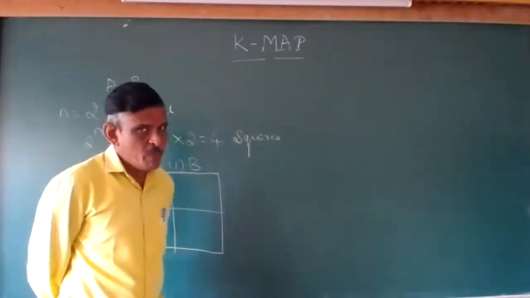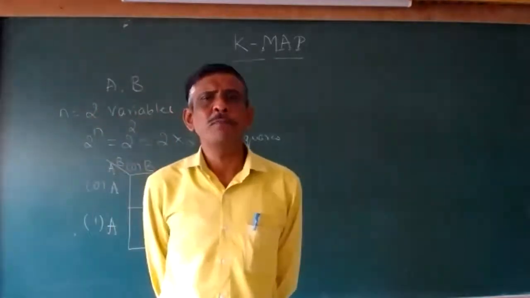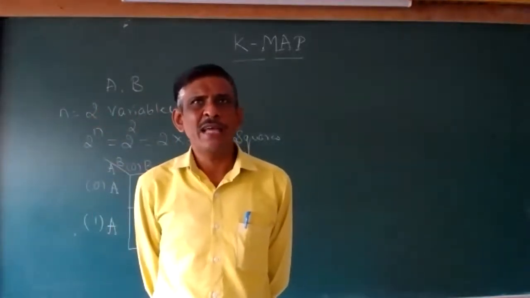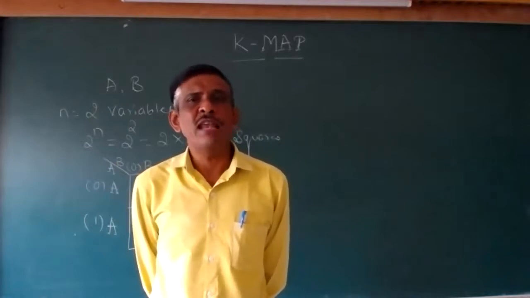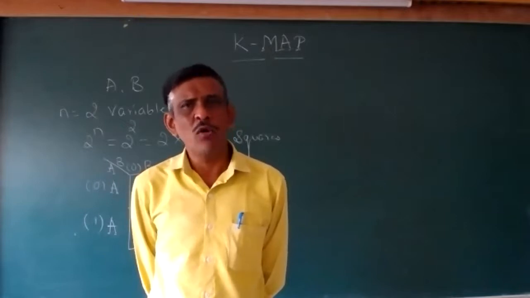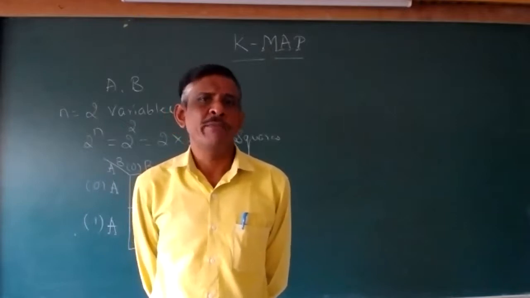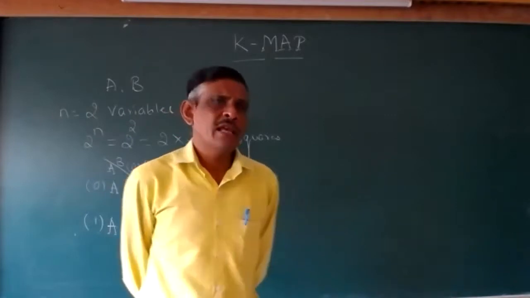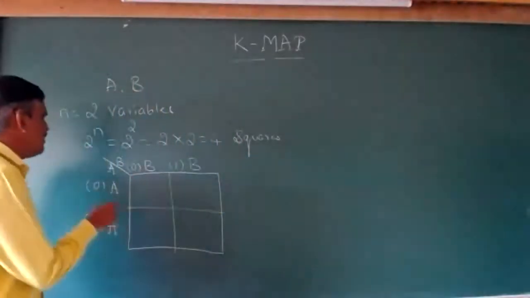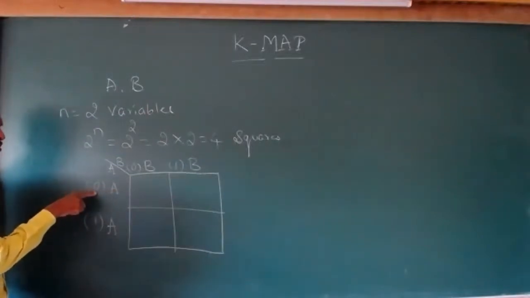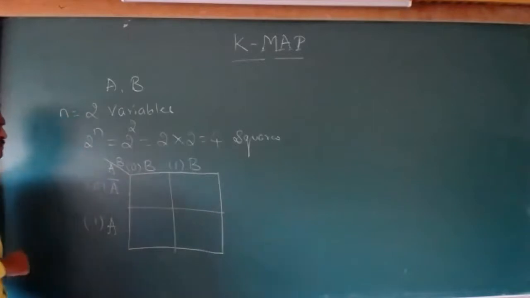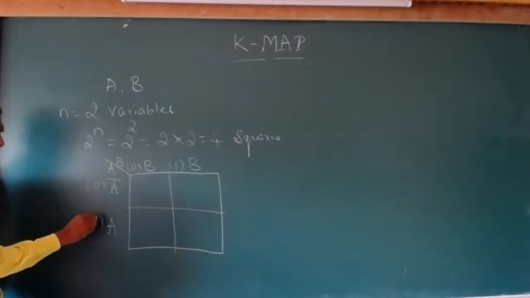So according to the SOP method in the K-map, we know SOP, we have solved examples also. In SOP, if the value of the variable is 0, then it should be complemented. So here also we will follow the same rule. If the value of the variable is 0, it should be complemented. Next, A, second row, its value is 1, so it's a normal variable.